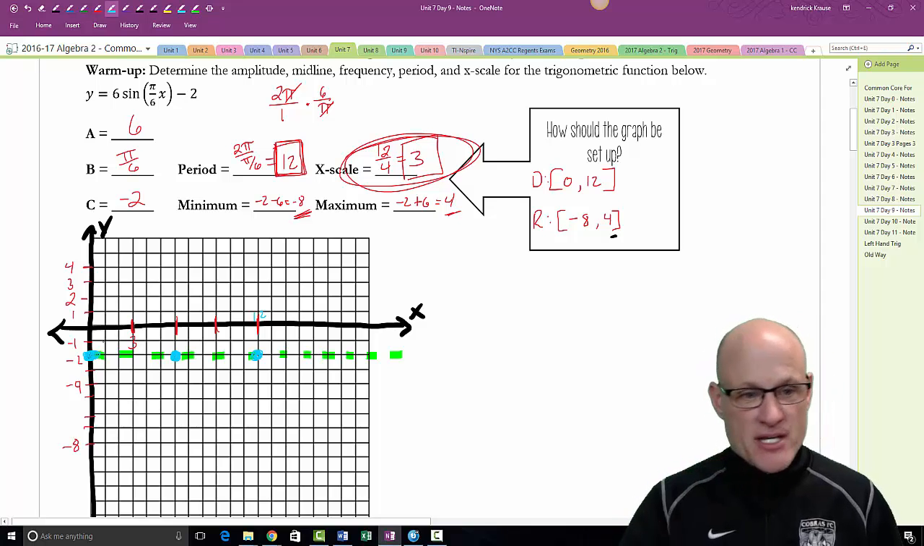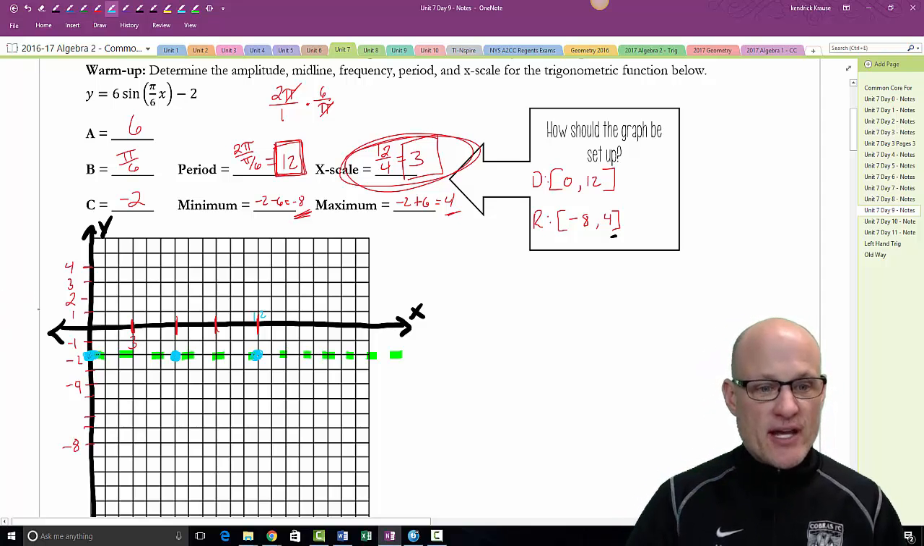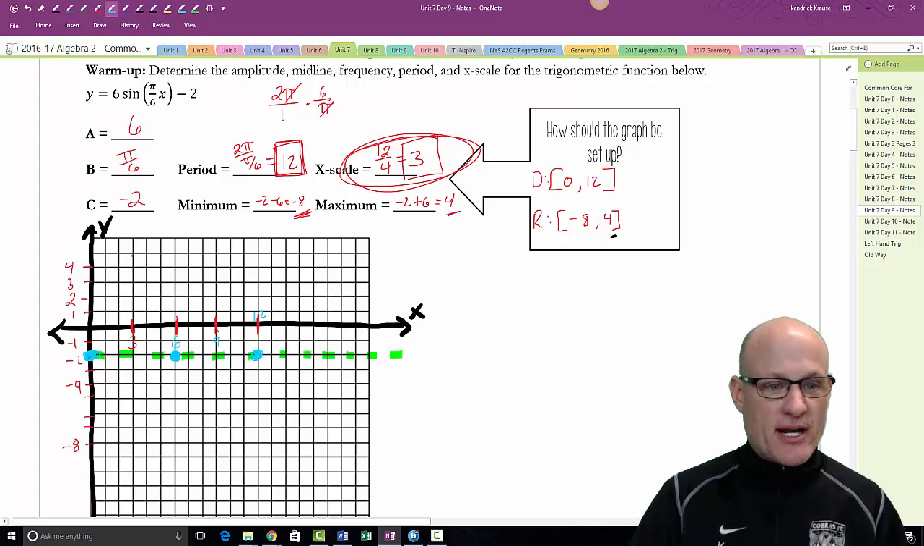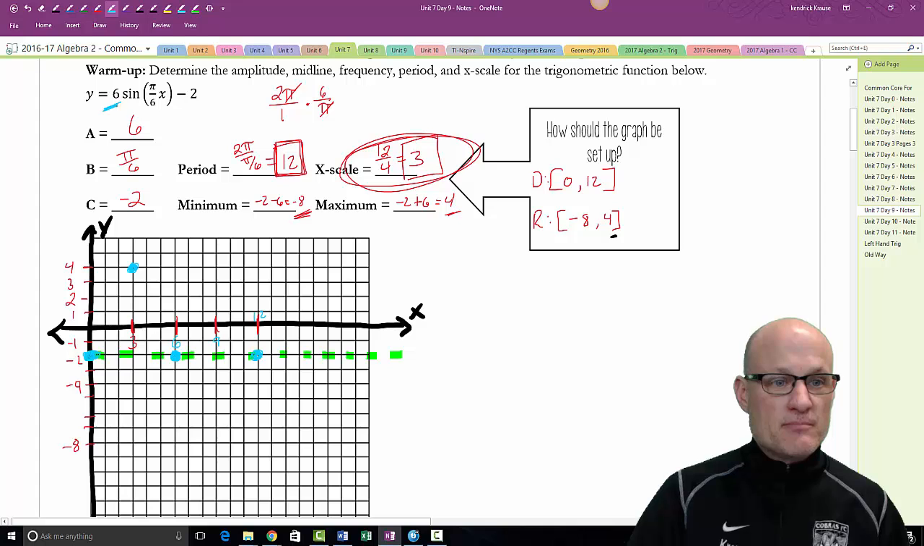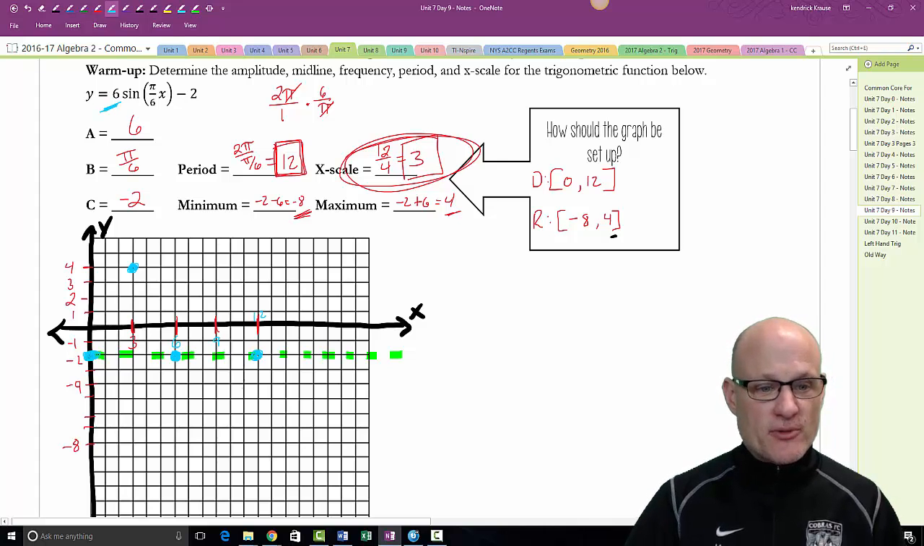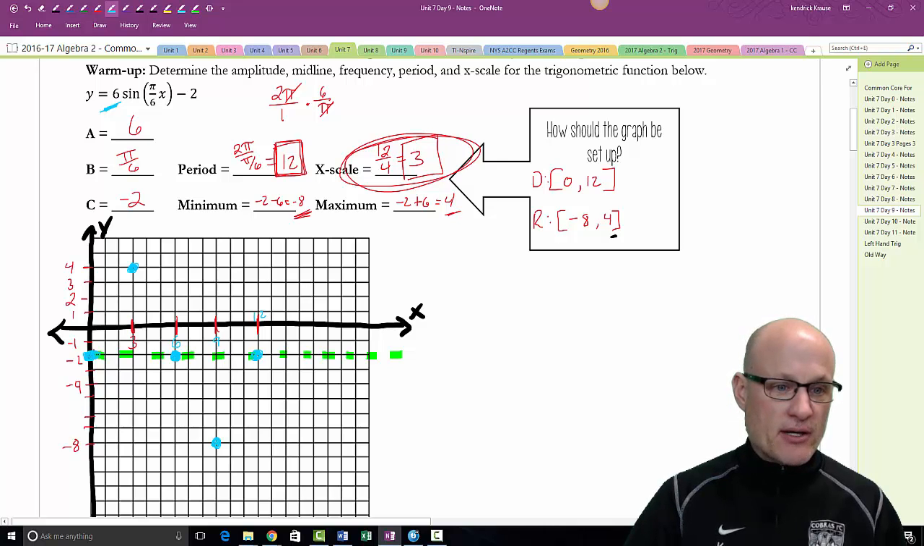This is a sine curve. In between those, so this is 6 and this is 9. At 3 and 9, we're going to have a max and a min. At 3, we're going to have a max. Now we're going up because this doesn't have a reflection in there, so we're going to go up to 4. And then at 9, we're going to go down to -8, and there's my graph.